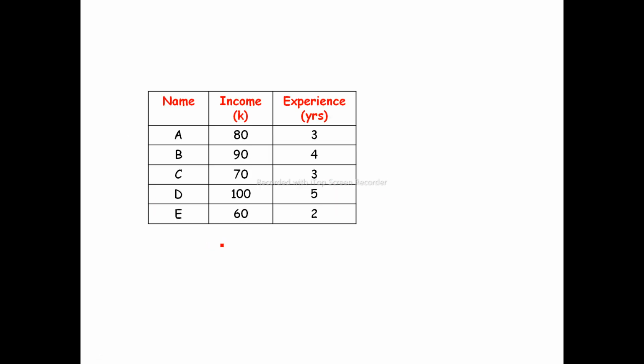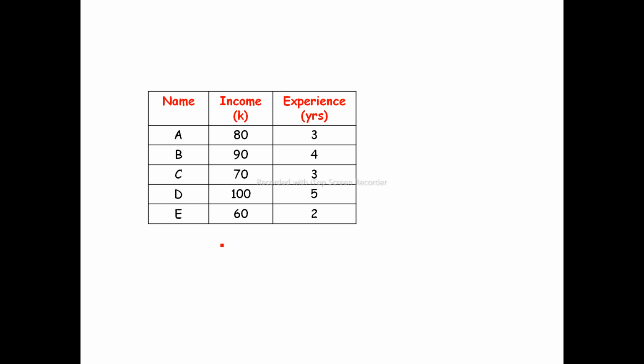So we'll have an example. Here we have one column where the names are given: A, B, C, D, E. So we have a total of 5 observations over here. Income in 1000: A has 80,000 income, B has 90,000 income, and so on and so forth. Another column is for experience, like 3 years. A has 3 years of experience and 80,000 income. B has 4 years of experience and 90,000 income. C has 3 years of experience and 70,000 income, and so on and so forth.